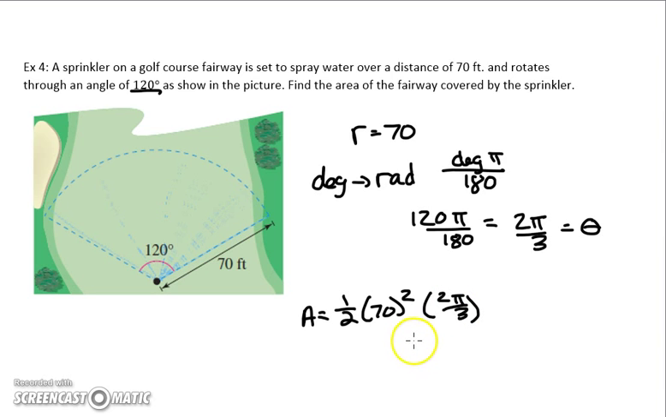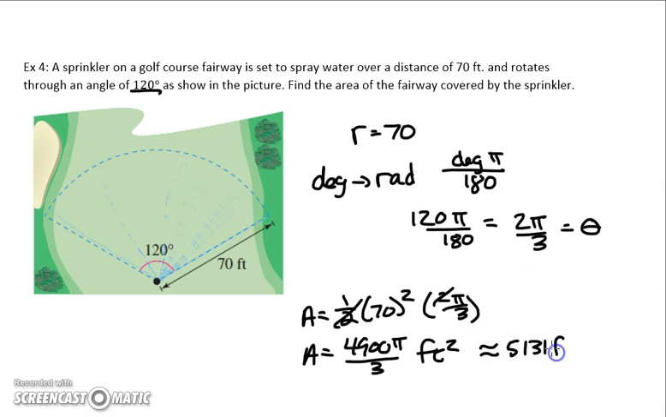So we can do a little simplification here. The 2 in the numerator here and the 2 in our denominator here are going to cancel. So 70 squared is going to be 4,900. So our area is going to be 4,900 pi over 3 feet here, and we're talking about area, so that's going to be square feet. And if you want to throw that in a calculator, to the nearest foot, that's about 5,131 square feet.